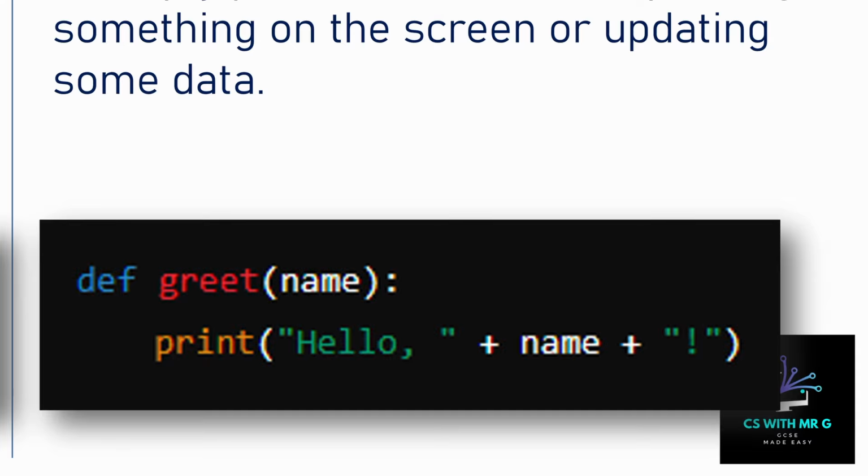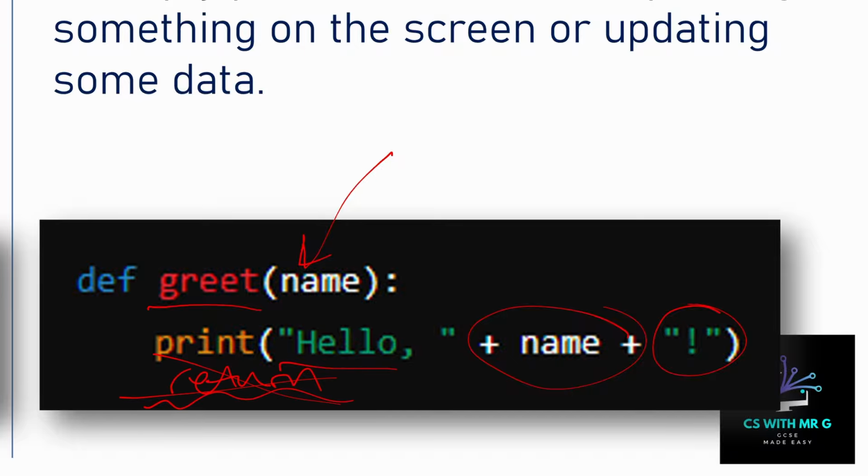And if we just look at a really simple example of a procedure, we've got a procedure called greet. It takes in a parameter called name. So name will be a variable from the program and it prints out hello with the name and then an exclamation mark. So nothing is returned. You can't see return anywhere down here. And that's how we know it was a procedure, because like I said, no value is returned to the main program.